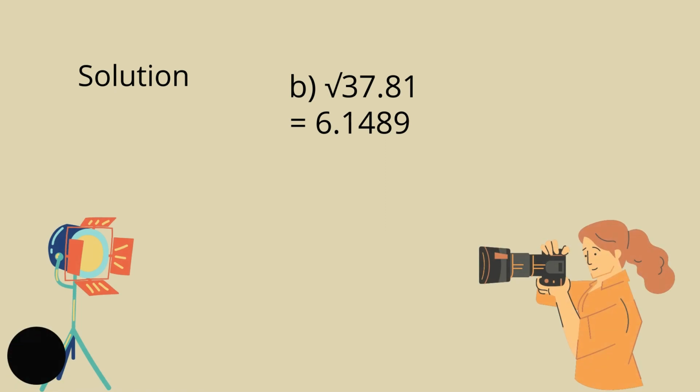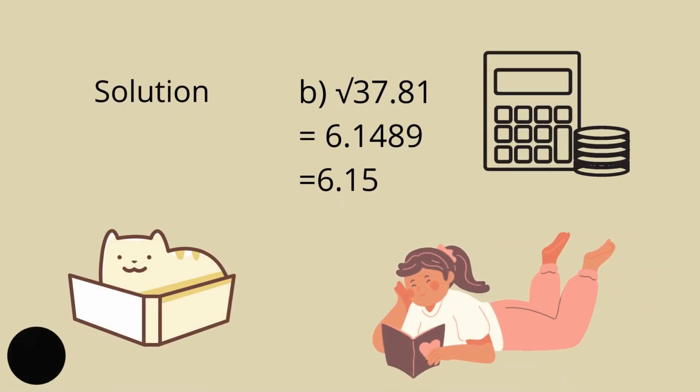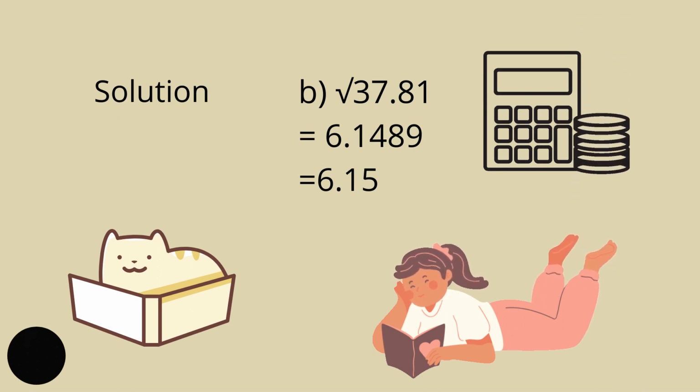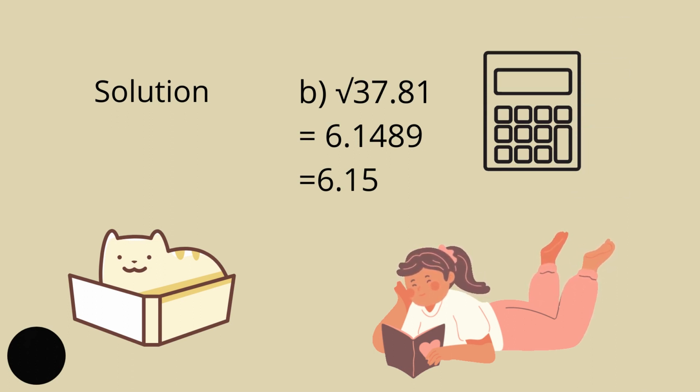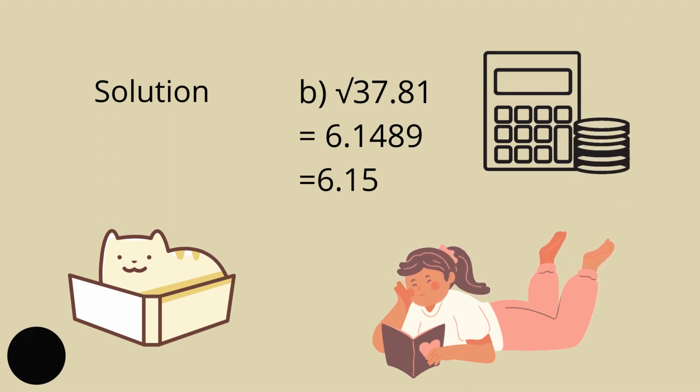B. Square root 37.81. For this one, we just type square root 37.81 in the calculator to get 6.1489. 6.1489 will become 6.15 because we need 2 decimal places only. 8 is bigger than 4, so 4 plus 1 becomes 6.15.